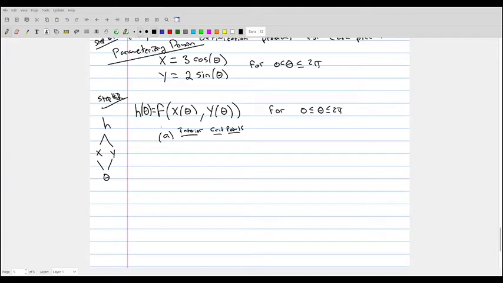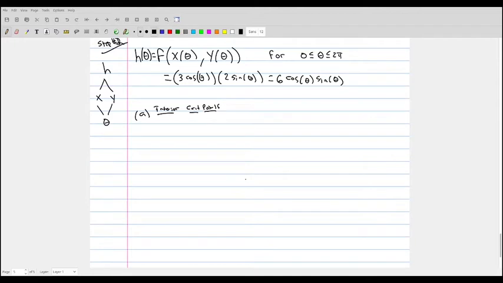So there are no such points for h of theta, because if we directly plug in, for this example, it's not always straightforward to plug in. Sometimes the functions get more complicated. But for this, it's just going to be x of theta, which is 3 cosine of theta, times y of theta, which is 2 sine of theta. And you see the h of theta here, the function on the boundary, is just 6 times cosine of theta times sine of theta. So for this example, it's relatively simple to figure out what this function is on the boundary.